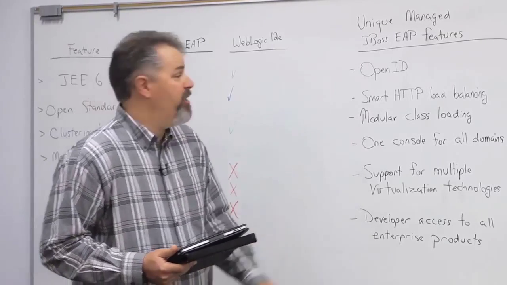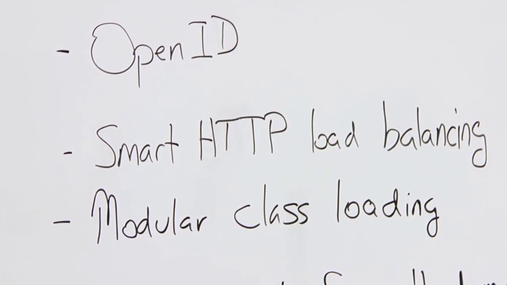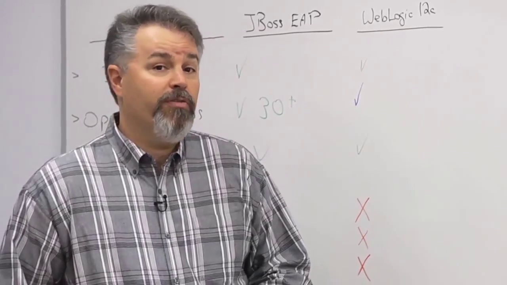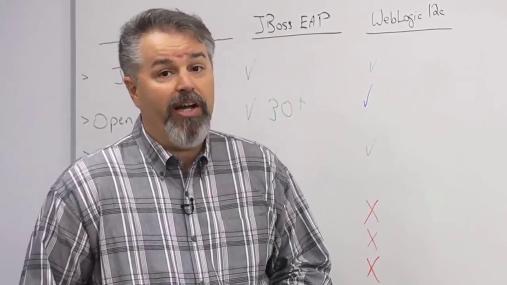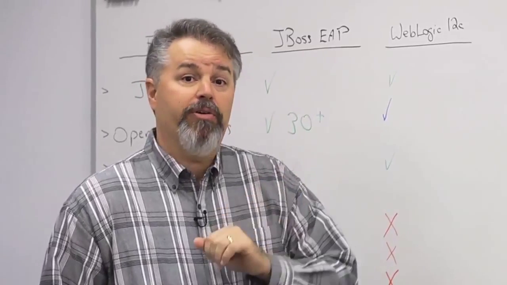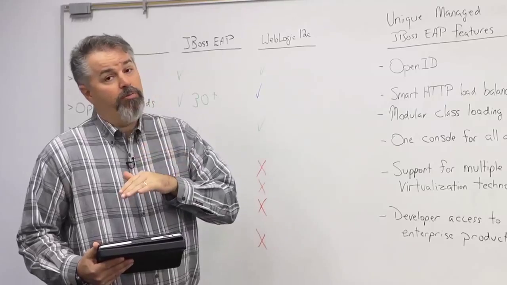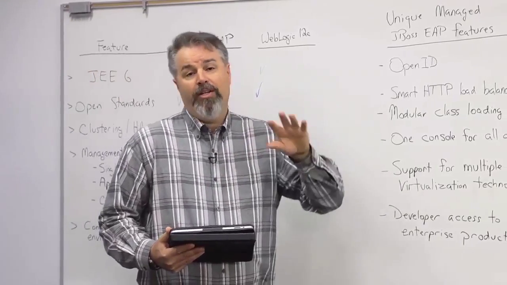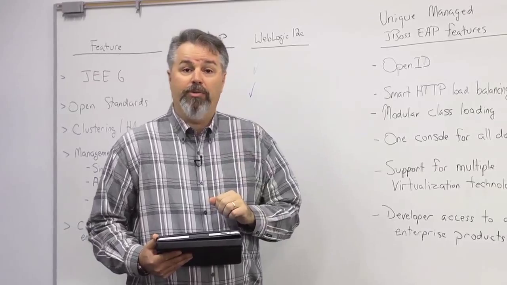Second, HTTP load balancing and smart HTTP load balancing. What we're offering here with JBoss EAP is the ability to configure server metrics, 7 of them in fact, that allow you to make intelligent choices on how you're going to load balance your HTTP traffic. With Oracle, what you're going to get is a round-robin capability, so it basically goes from server to server to server. You don't have the ability to pick up smart metrics.